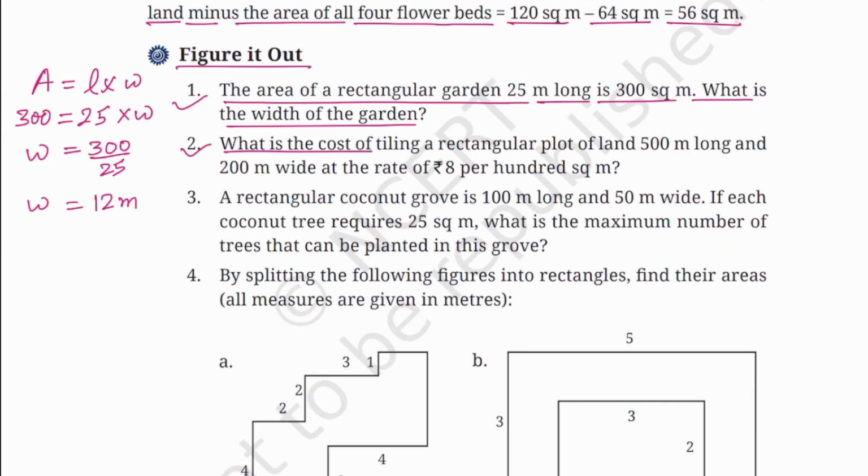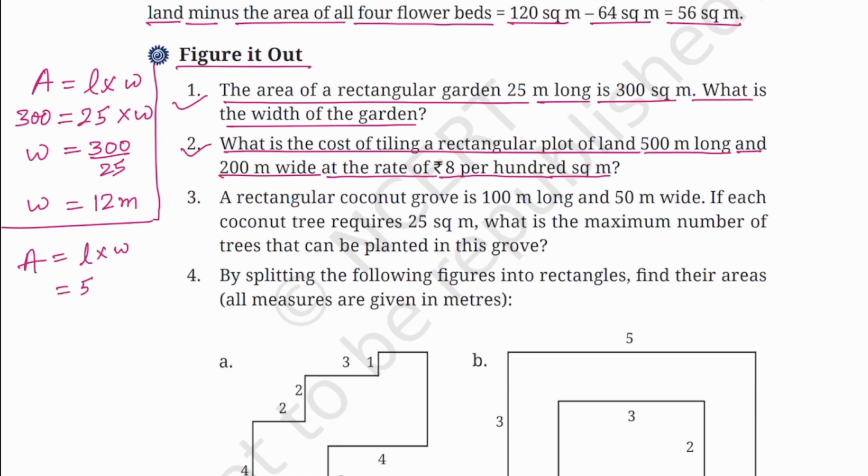2. What is the cost of tilling a rectangular plot of land 500 meter long and 200 meter wide at the rate of rupees 8 per 100 square meter? The area will be length into width. Length is 500 meter and width is 200 meter. That is 1 lakh square meter.